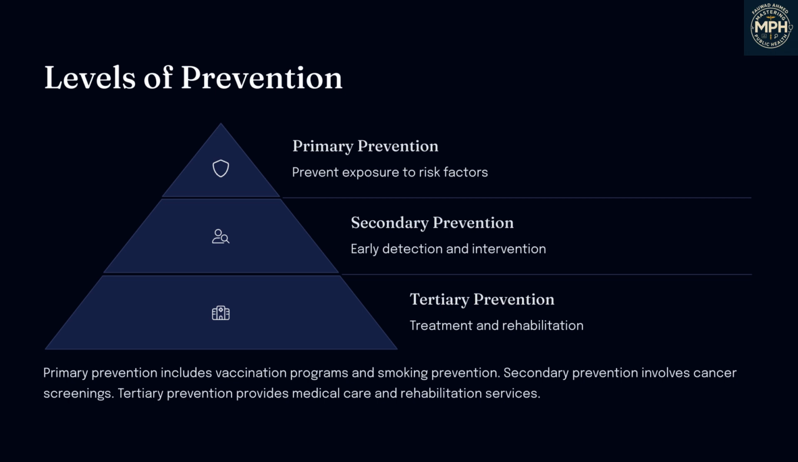Tertiary prevention aims to minimize disability by providing medical care and rehabilitation services. This could involve medical treatment and rehabilitation for cancer patients, or the development of emergency medical services after a car crash. Each level plays a crucial role in reducing death, disability, and healthcare costs.